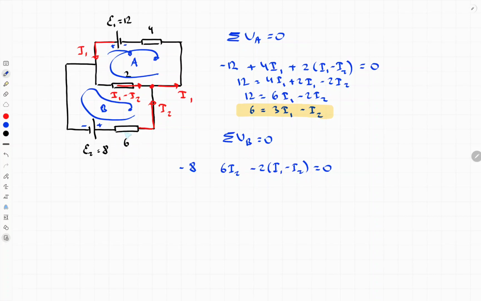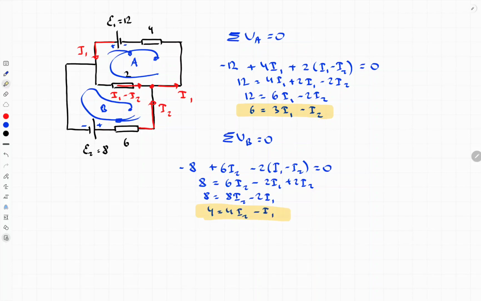Let's come to the 6 ohm. Electric current is passing to the right. Loop is to the left at this point. So opposite, so it will be plus. Now further it is just math. 8 equal to 6I2 minus 2I1 plus 2I2. 8 equal to 8I2 minus 2I1. We can divide both sides by 2. 4 equal to 4I2 minus I1. This is equation number 2.